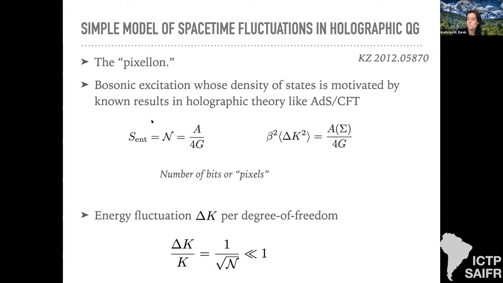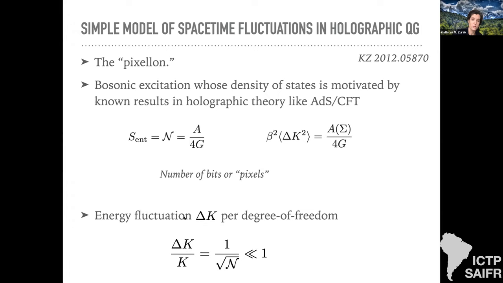The basis of this model is to take this entanglement entropy and interpret it as a space-time volume having N degrees of freedom, which is set by the area of the entangling surface. It turns out that this global quantity doesn't matter very much. You can always think of it in terms of an entanglement or entropy density, but let's just go with this for the moment. The other result from AdS/CFT is that there are fluctuations that also go with the area of the entangling surface. In the context of AdS/CFT, that's the Ryu-Takayanagi surface. The energy fluctuation per degree of freedom, delta K over K, is going to go like one over the square root of the number of degrees of freedom, which is a really small number.